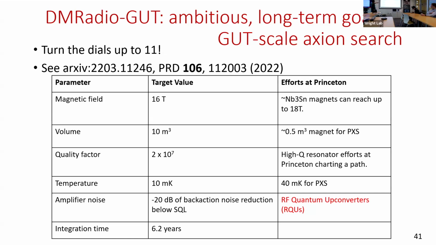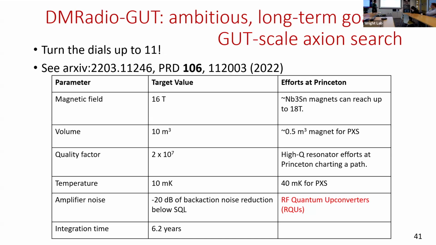So that's laid out in this DMRadio-GUT collaboration paper. This is really about turning all of those parameters that I've talked about, magnetic field strength, volume, Q, readout, turn it all up to 11. So 16 Tesla, 10 cubic meter magnet. As I mentioned, 16 Tesla is not a field that you can obtain with niobium-titanium, but the niobium-tin that we're exploring with PXS could potentially reach that field strength.